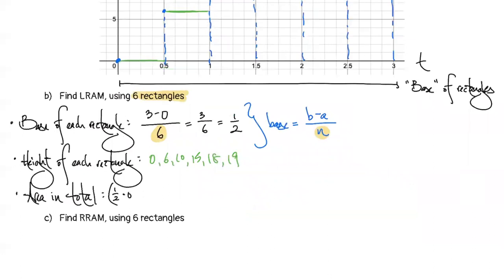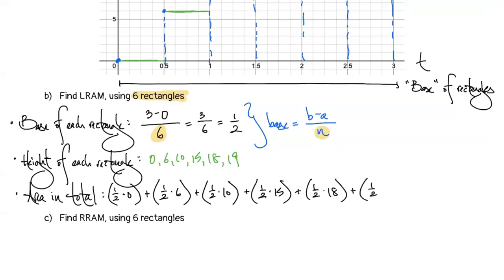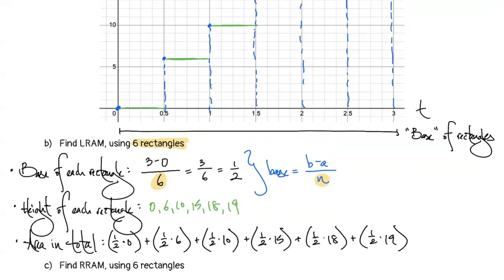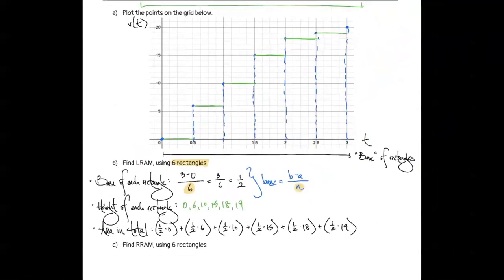1/2 times 0. That's that first rectangle, the one that was a trick question on a Monday morning, plus 1/2 times 6, plus 1/2 times 10, plus 1/2 times 15. Anybody else's hand tired yet? Plus 1/2 times 18, plus 1/2 times 19. That would find us the area altogether. That's a lot of writing though.